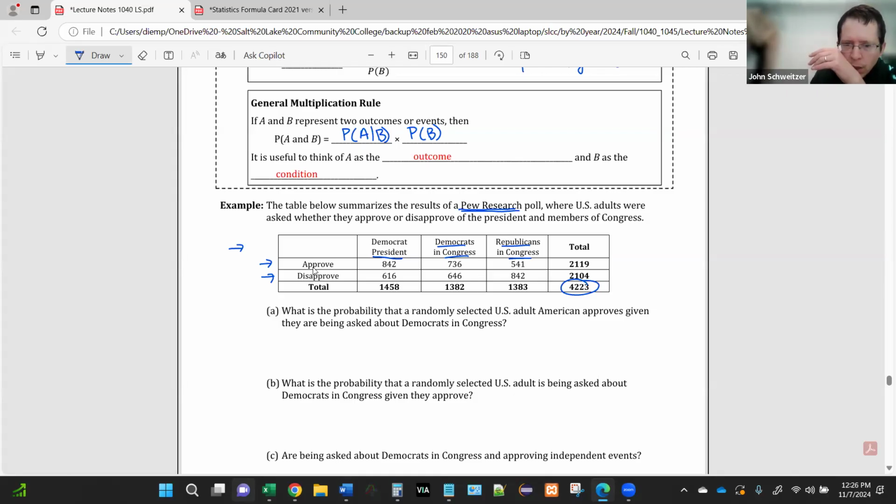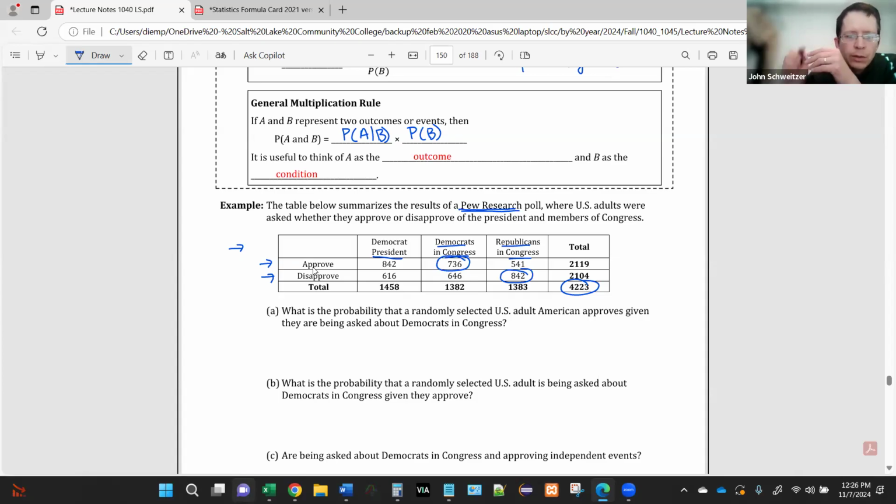So what are these numbers? Well, for example, there were 842 that disapproved of Republicans in Congress. So in other words, 842 times when people were asked about Republicans in Congress, they were saying they disapprove, right? And then 736 times that people were asked about Democrats in Congress, they said they approved, okay?